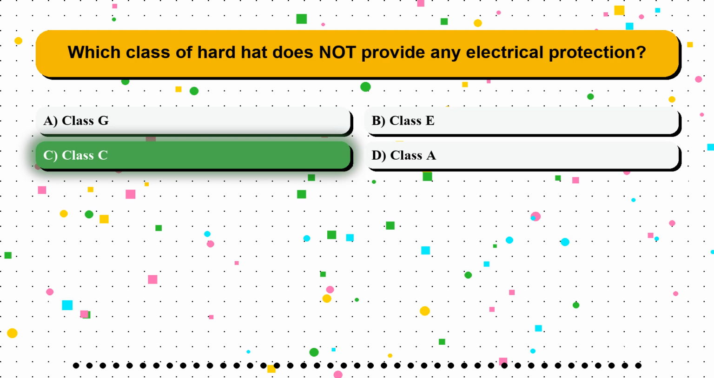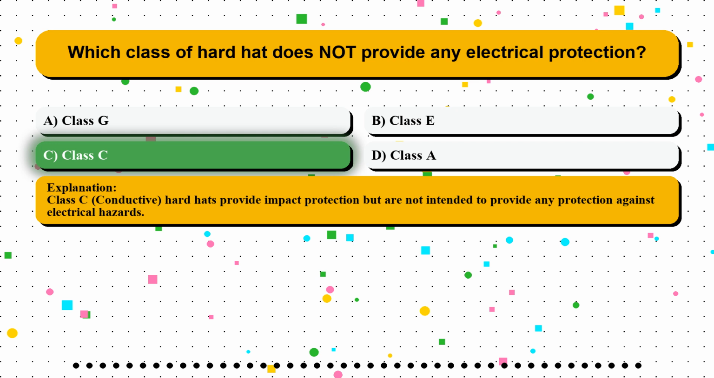The correct answer is option C. Class C. Class C, conductive, hard hats provide impact protection but are not intended to provide any protection against electrical hazards.